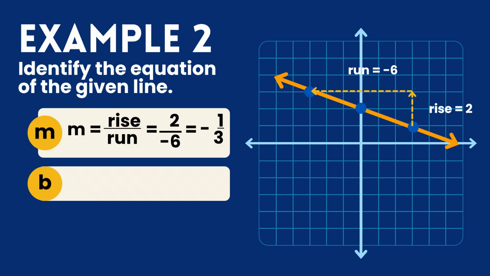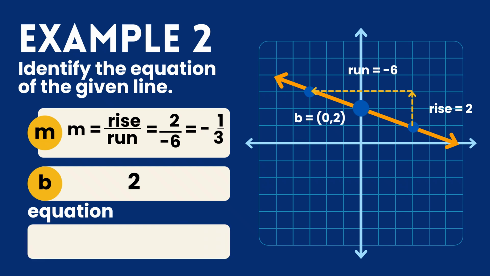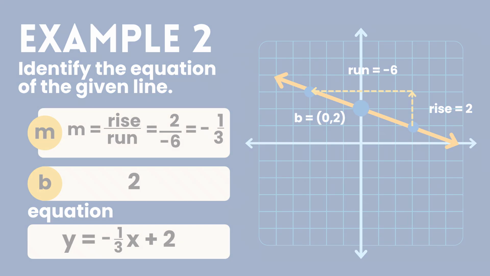Next, find the y-intercept or b. So the line crosses the y-axis at point (0, 2). So b is equal to 2. Lastly, we're going to write an equation. So we're going to substitute the slope and the y-intercept into the slope-intercept form. So y is equal to negative 1/3 x plus 2. And that's the equation of the line.